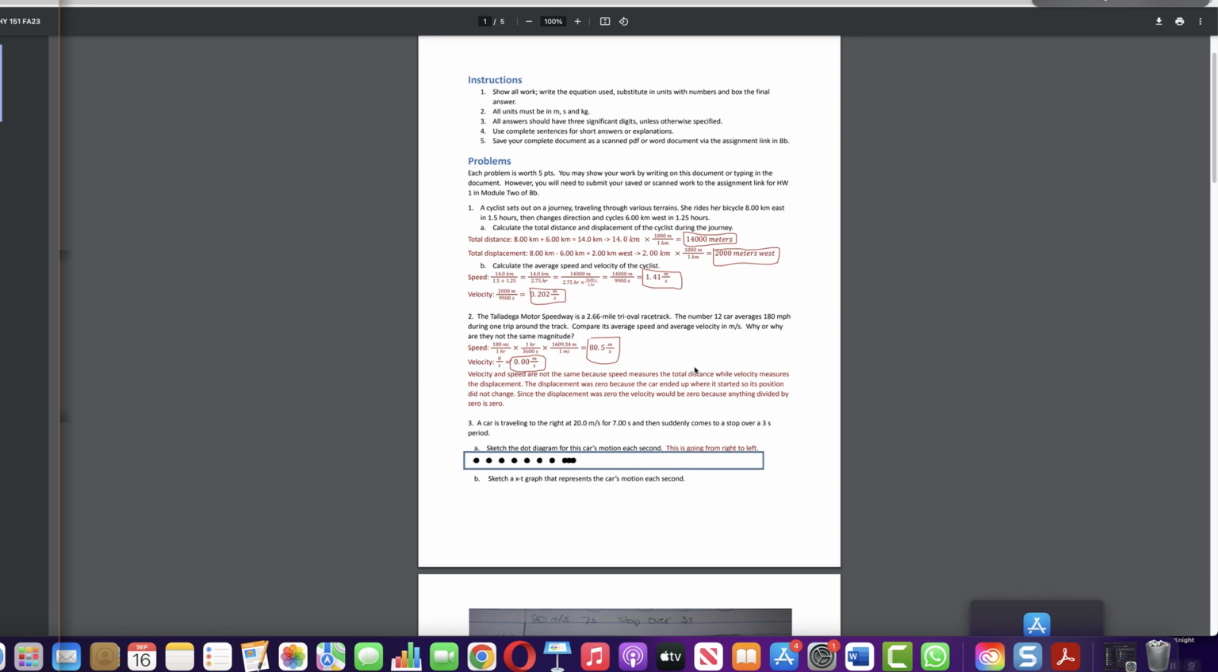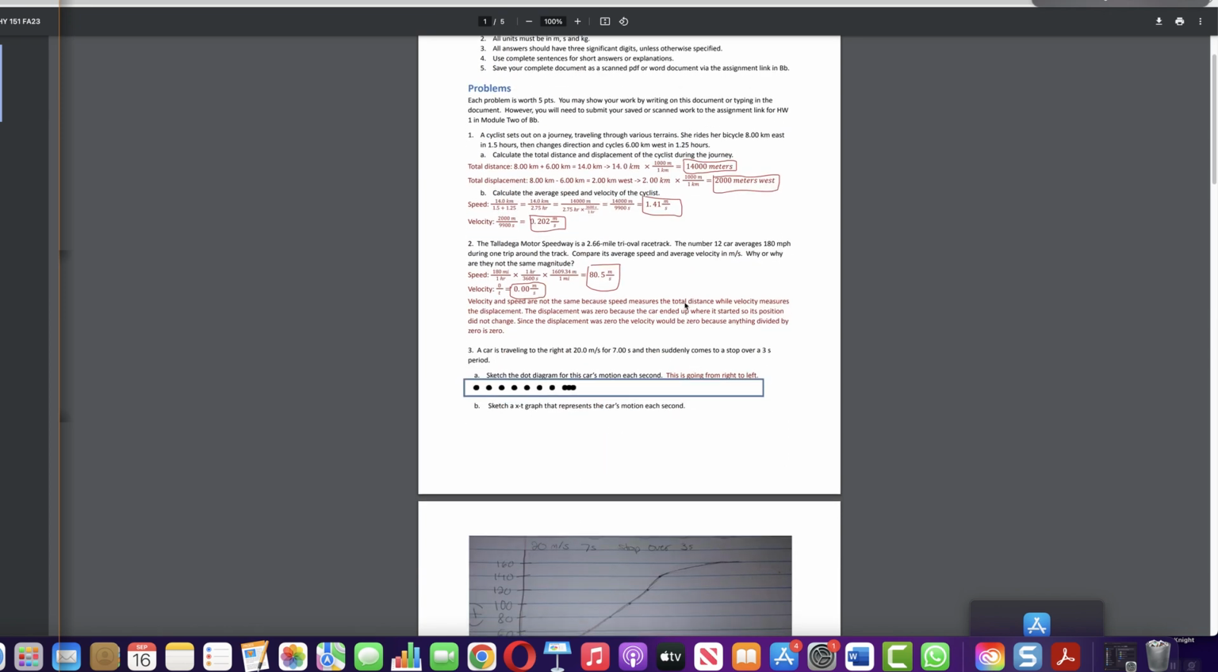In number two, you were to compare the average velocity to the average speed. I told you the average speed was 180 miles per hour. I wasn't as concerned that you converted that to meters per second, but you probably should have because of the rubric. I didn't really take off for that, but I wanted you to recognize that the average velocity for one trip around the track would be zero, because the displacement that you use to calculate velocity would be zero, and you needed to explain that.